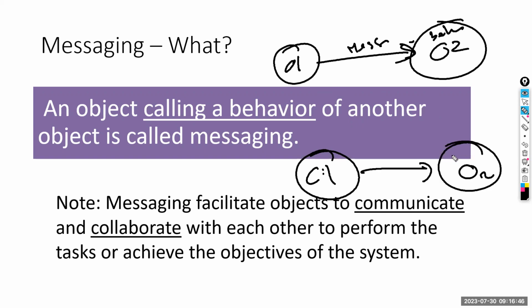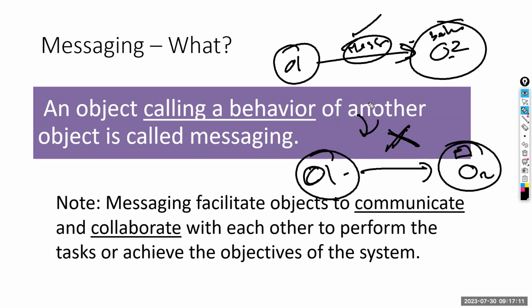Remember, objects have attributes and behaviors. There's nothing called object 1 accessing attributes of object 2. There is nothing like that. So this is allowed: an object calling a behavior of another object is okay. But an object accessing attributes of another object is not okay.